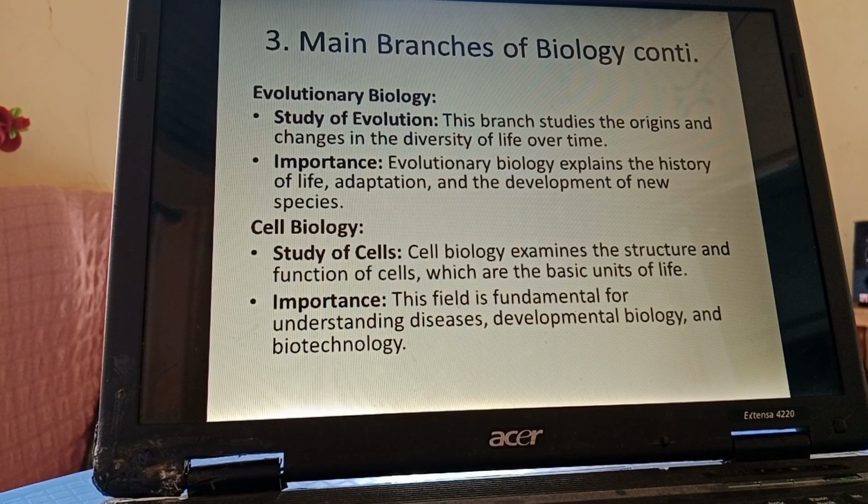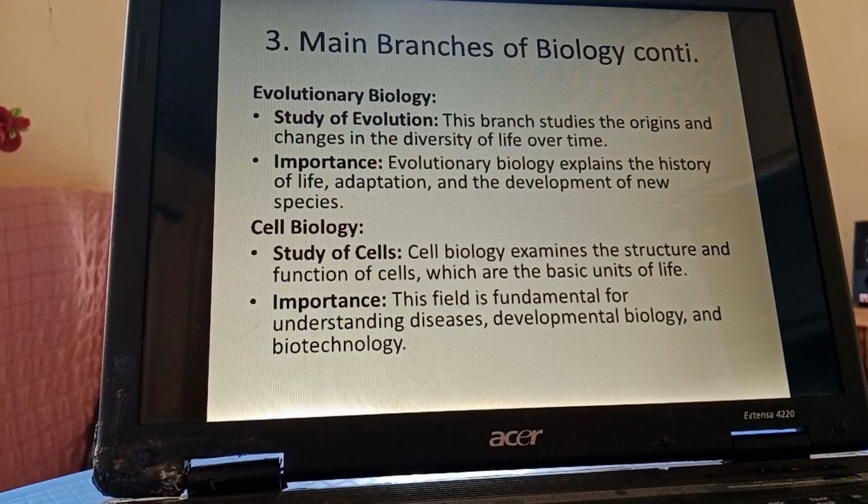So the next main branch of biology is cell biology. Cell biology is defined as the study of cells. Cell biology examines the structure and functions of cells, which are the basic units of life. The cell is defined as the basic unit of life, and the study of the basic unit of life, we cannot do without it to understand ourselves.